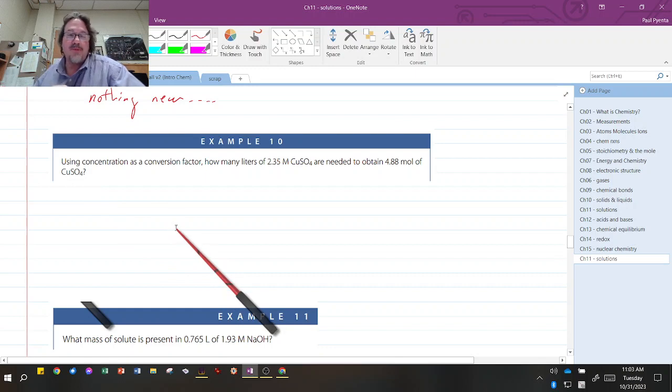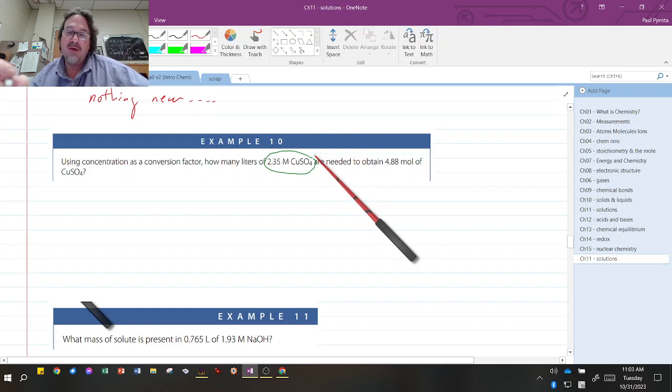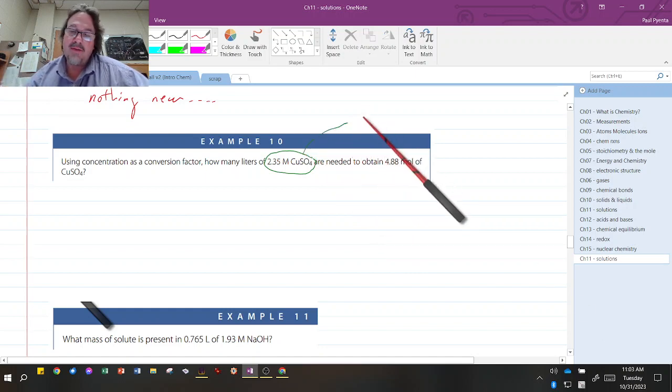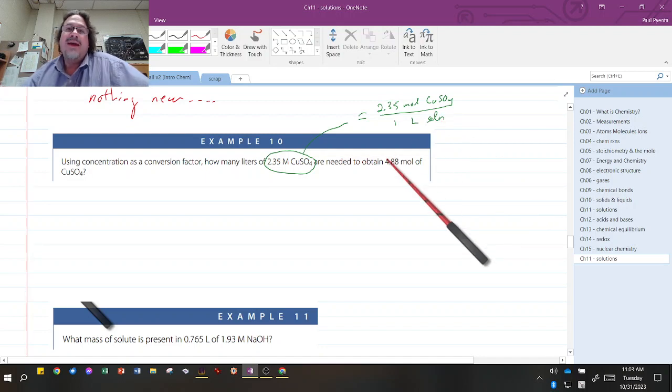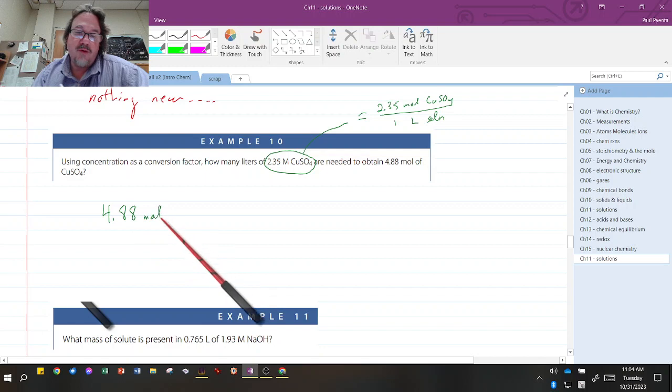All right, so if I'm going to set this up using dimensional analysis, like I've told you before, take those concentrations that they're giving you and interpret it first. If I interpret that, that means 2.35 moles of copper sulfate per 1 liter of solution. That's what that capital M means again. And now that I see that interpretation, I can use it in my calculation. All right, so let's try that. We're trying to obtain 4.88 moles of copper sulfate. So that's where our calculation begins. 4.88 moles copper sulfate.